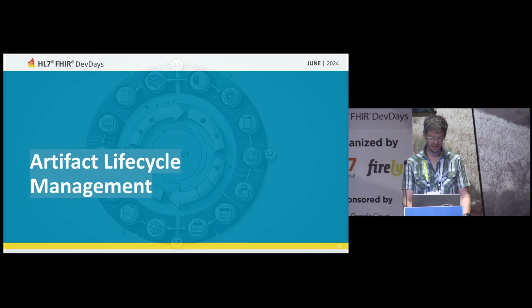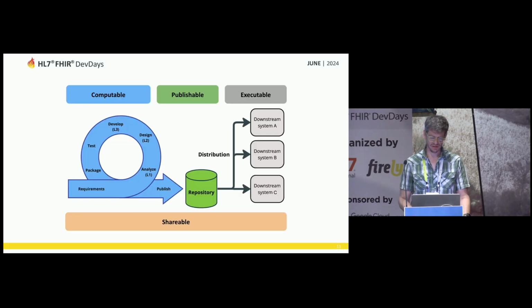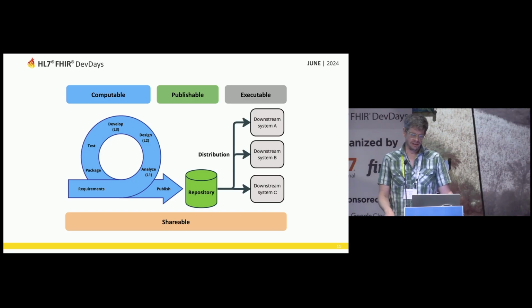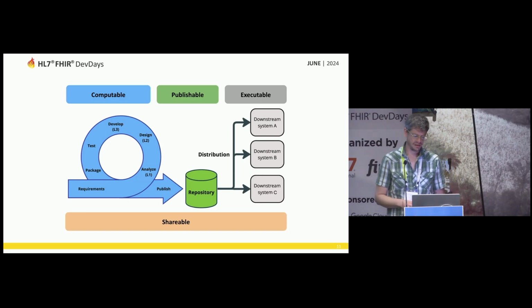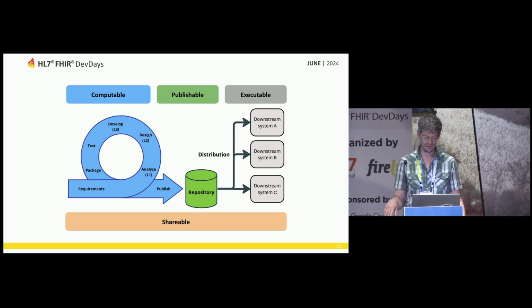So now I'm going to talk about the lifecycle management. I tried to reframe this diagram that's in the implementation guide to annotate it here with what we mean by those computable, publishable, executable, and shareable concepts. And so as these artifacts are being created, there's a process that goes through these L1, L2, L3. I guess I should have had a slide in there. Those are like knowledge representation levels.